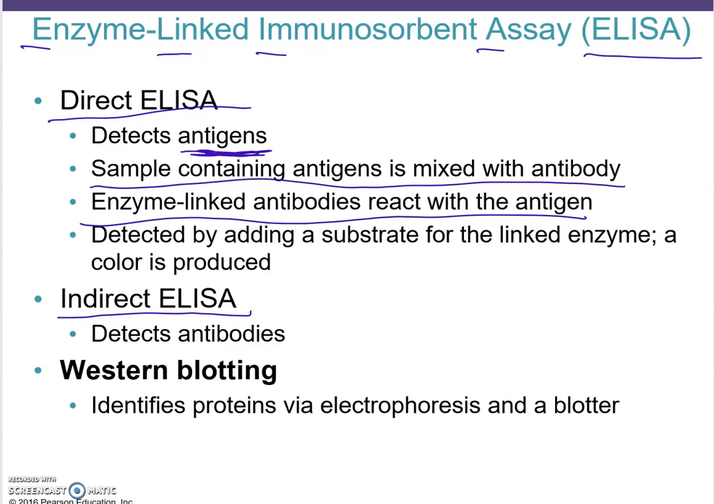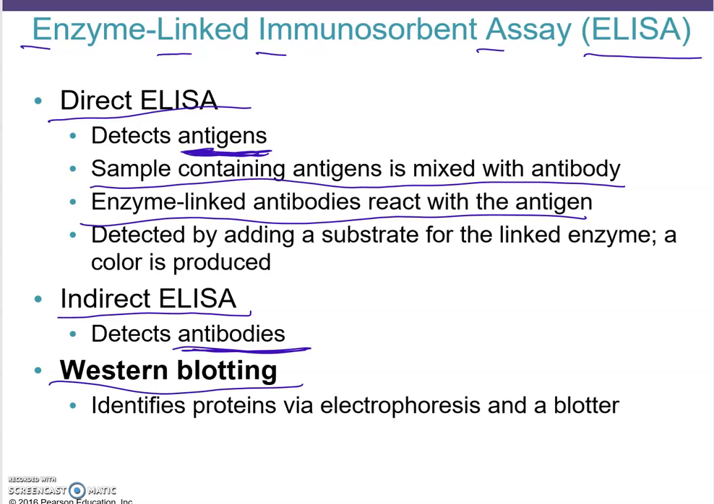In the indirect ELISA, we're detecting the antibodies. Basically, in HIV testing, for example, you are detecting the antibodies that somebody has made against HIV, against the virus, and that would be an indirect ELISA. In the direct ELISA, you would detect the virus itself, or the antigen, whatever is producing the reaction.